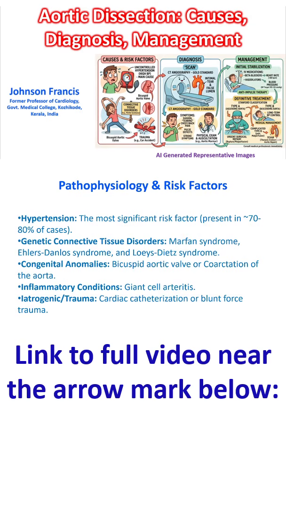Hypertension is the most significant risk factor, present in 70 to 80% of cases. Genetic connective tissue disorders like Marfan syndrome, Ehlers-Danlos syndrome, and Loeys-Dietz syndrome are also likely to cause aortic dissection. Congenital anomalies like bicuspid aortic valve or coarctation of the aorta can be associated with aortic dissection. Other causes include inflammatory conditions like giant cell arteritis, iatrogenic injury during cardiac catheterization, or blunt trauma like a car accident.